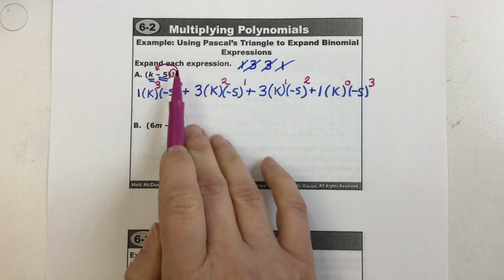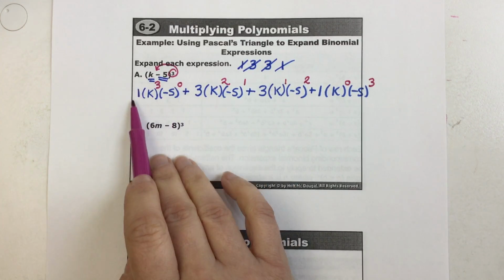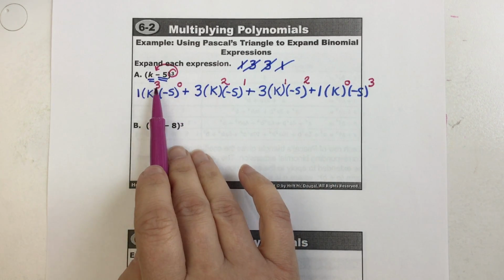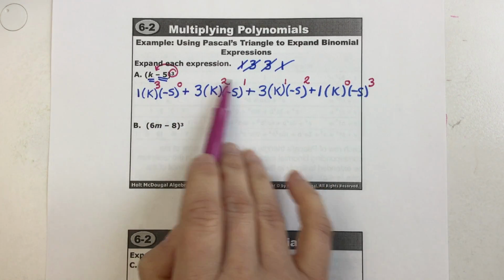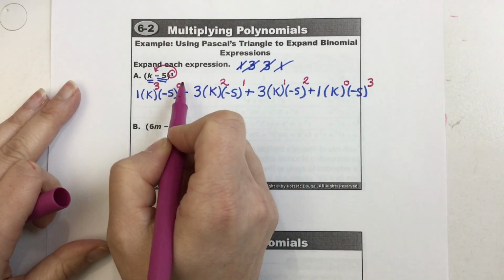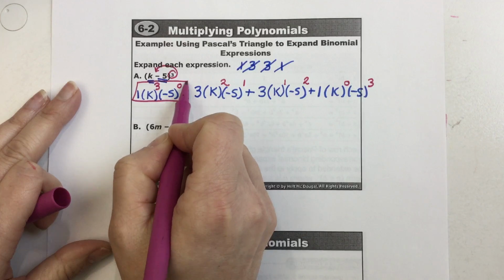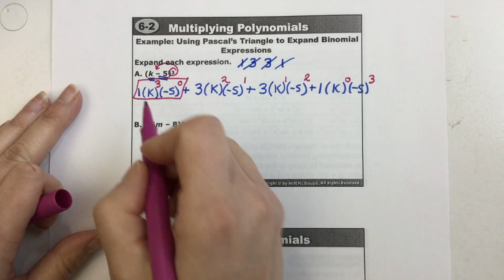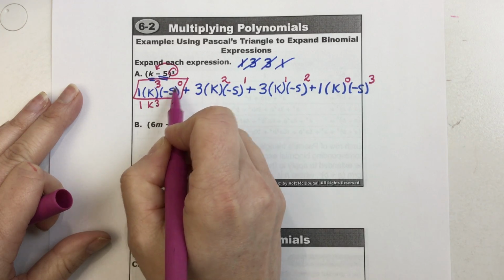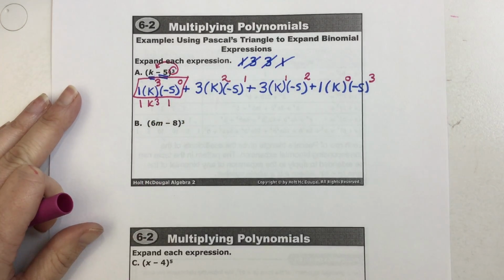And one little trick, whatever this exponent is, when you add the exponents from each piece, you need to make sure that you get a 3. So here, 3 plus 0 is 3. 2 plus 1 is 3. 1 plus 2 is 3. 0 plus 3 is 3. Now here's your answer. You go one piece at a time and you multiply and figure out what you have. So I have a 1. K to the power of 3 is k cubed. -5 to the power of 0, anything to the power of 0 is 1.